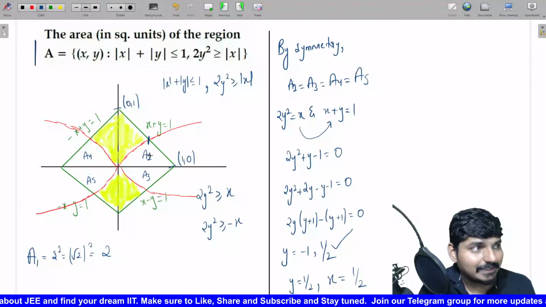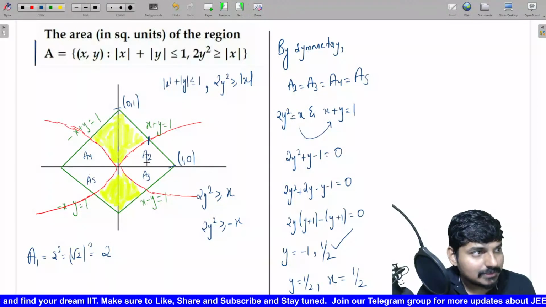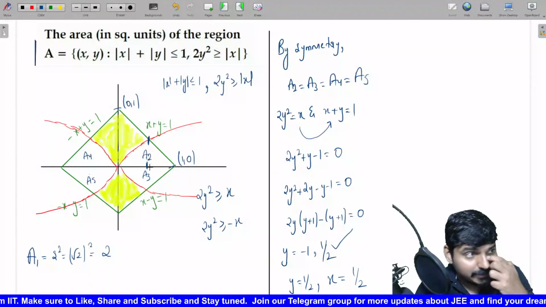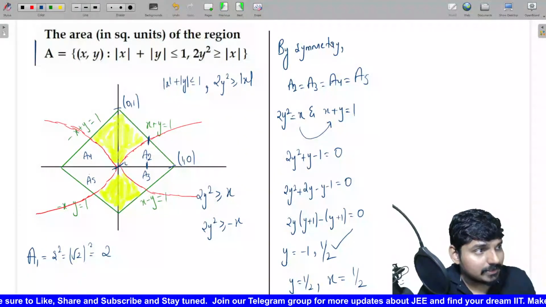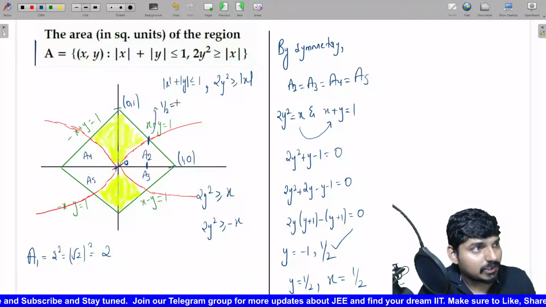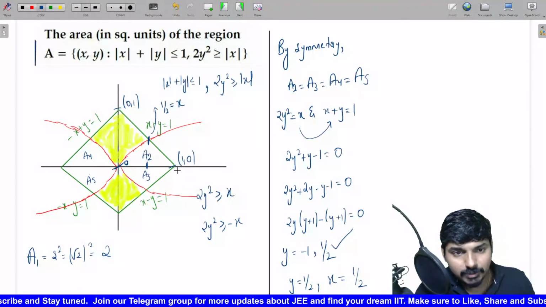So I can say that this particular point is going to be x equal to 1 by 2. So I can say the lower limit is 0. This point here is going to be x equal to 1 by 2 and x equal to 1.